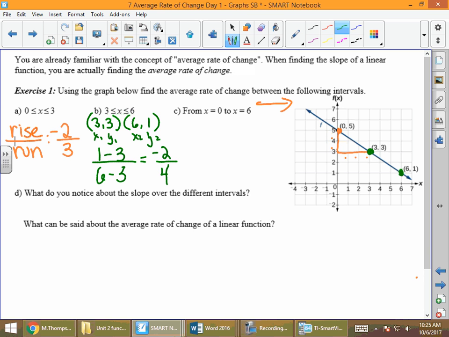And I think I have something wrong here. Does anybody see what it is? 6 minus 3 is 3. What's wrong with me? Sorry. So we get negative 2 over 3. This last one here on part C, try it on your own. We're going from x equals 0 to x equals 6, but you have to find those points.